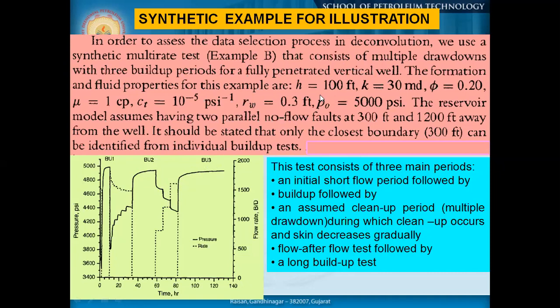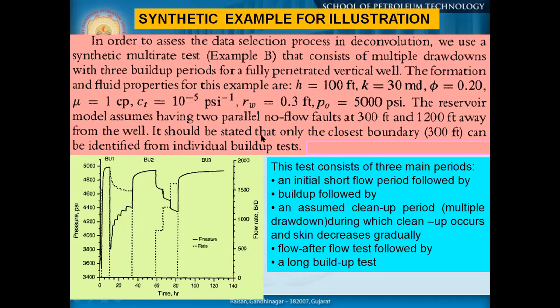What is the provided information? Thickness is 100 feet, permeability 30, porosity is 0.20. These have been linearized parameters, so they will be consistent throughout the reservoir; we have taken care of that. The reservoir model assumes two parallel no flow faults at 300 feet and 1200 feet away from the well. Sometimes we really need certain conventional techniques also to match our deconvolved data.